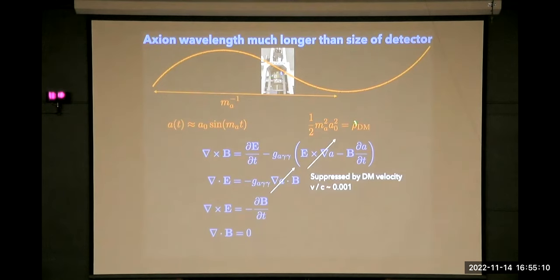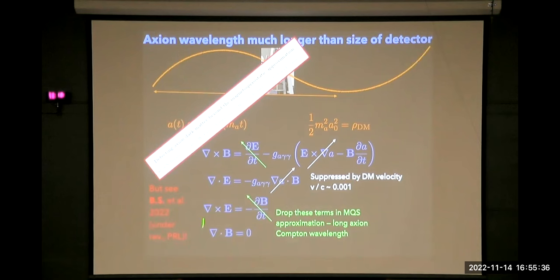It turns out I can neglect the gradient terms because the axion is moving very slowly, and the gradient terms bring down factors of the dark matter velocity, which is small relative to the speed of light. That only gives me this one new term. In the limit where the wavelength is much longer than the size of the experiment, I can make an approximation called the magneto-quasi-static approximation, which allows me to drop these two terms, with the caveat that my group has been looking at this recently, and we find actually in certain circumstances this is not a good approximation. But this is a detail which I'm happy to discuss afterwards if people are interested.